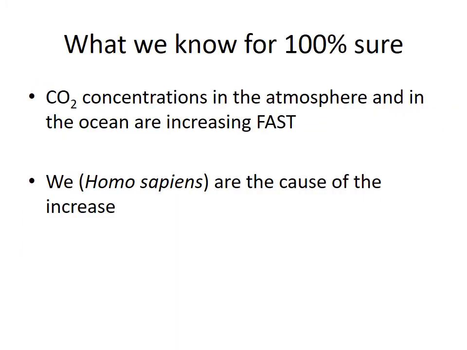about. All right, so let's summarize what we know about anthropogenic climate change. We know that carbon dioxide concentrations in the atmosphere and the ocean are increasing fast, and we know that we're the cause of the increase. There's no natural explanation for the skyrocketing concentrations of carbon dioxide in the atmosphere, but the burning of fossil fuels and deforestation perfectly explain that huge increase in carbon dioxide concentrations in the atmosphere.